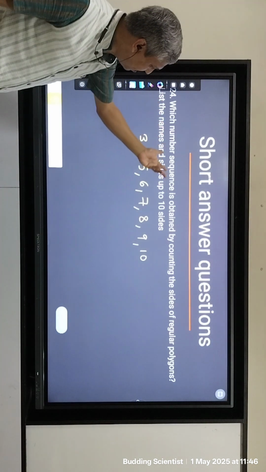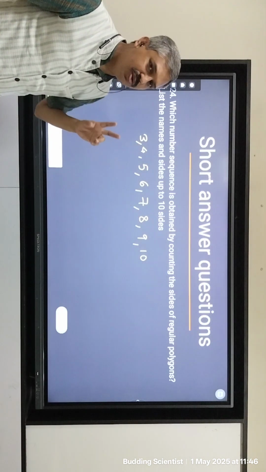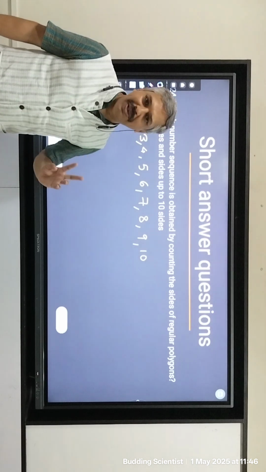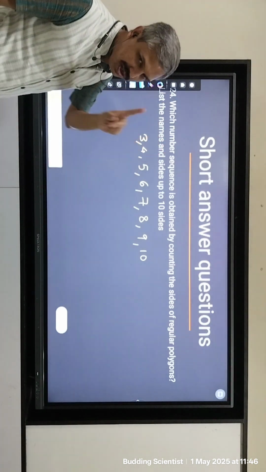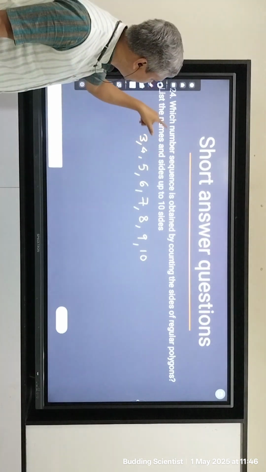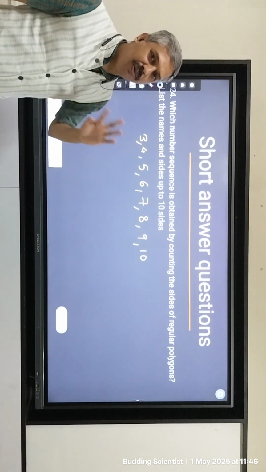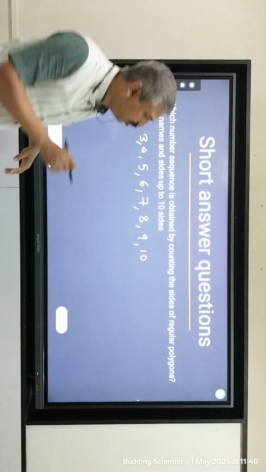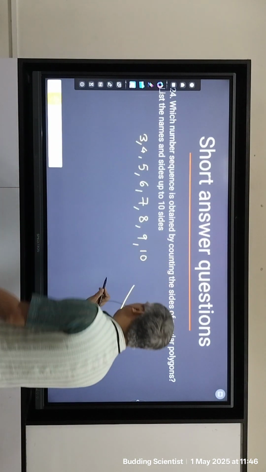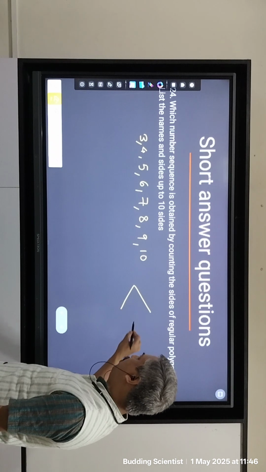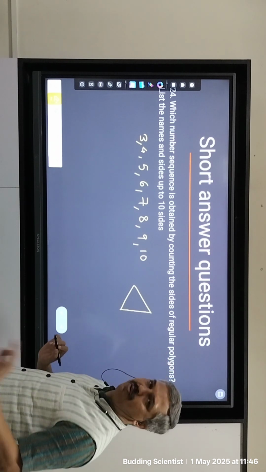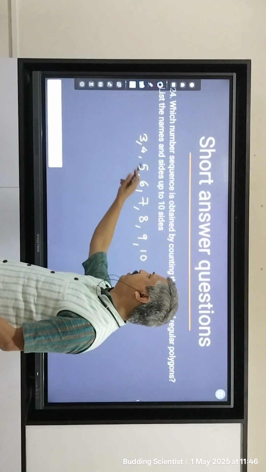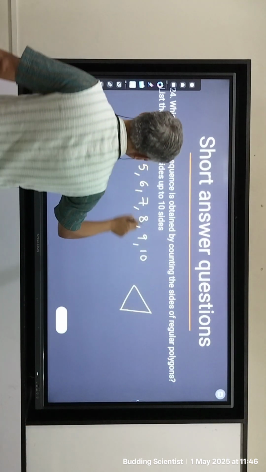What kind of sequence is obtained? We get the natural numbers, only the first 2 natural numbers are missing. 1 and 2 are missing because there is no possibility of having 1 side or 2 sides in a polygon. Polygon is only possible with minimum 3 sides, because polygon is a closed figure. One side, this is not closed. Even second side, this is not closed. This part is open. The closed figure can be formed by 3 sides or more sides. So polygon is not possible with 1 or 2 sides. That's why it is starting with 3.